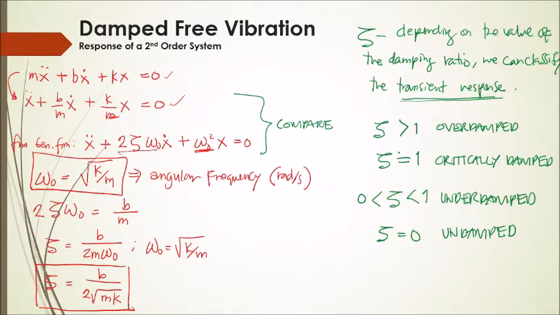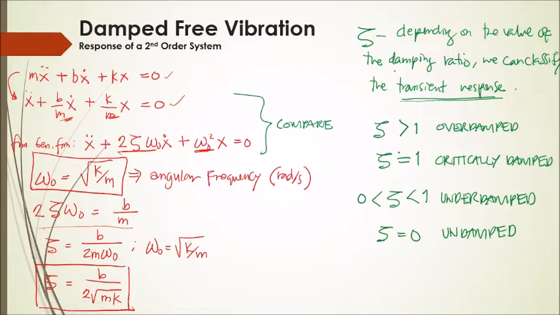And then from this, 2 zeta omega naught is equal to b over m. So from this we can come up with zeta, or the damping ratio. The damping ratio is equal to b, which is the damping coefficient, over 2m times omega naught, where omega naught is equal to the square root of k over m. So our zeta or damping ratio is equal to b over the square root of mk.